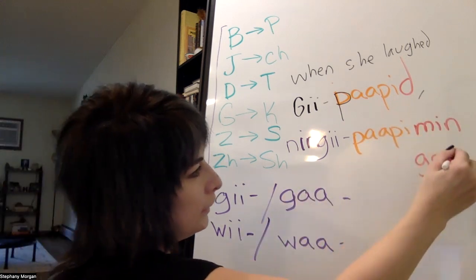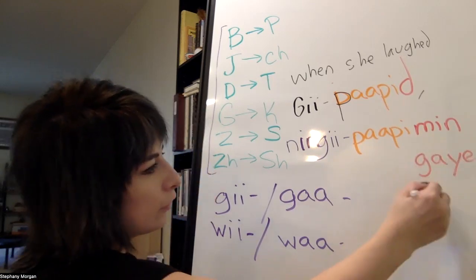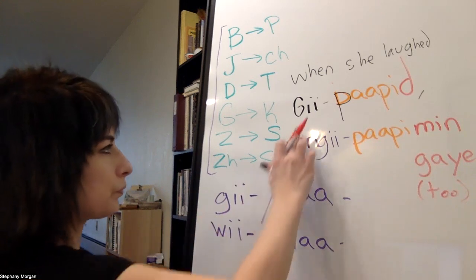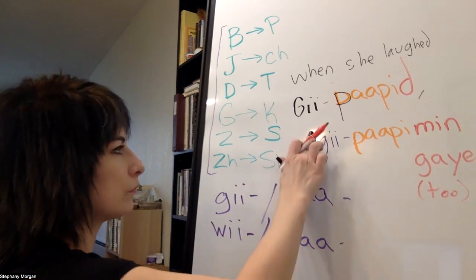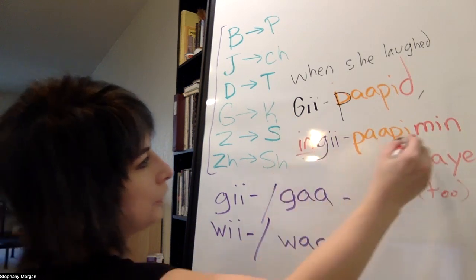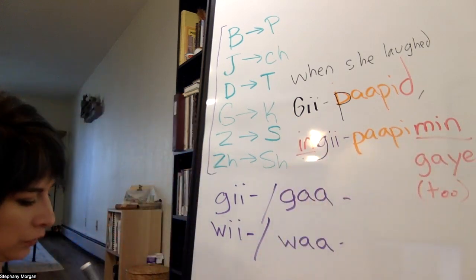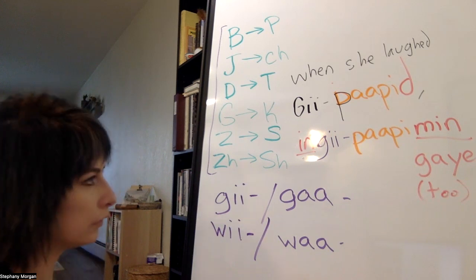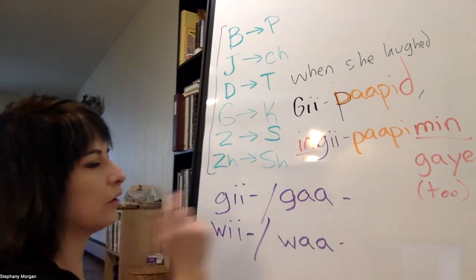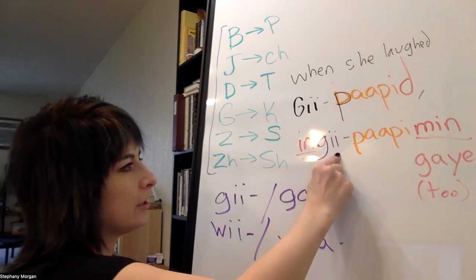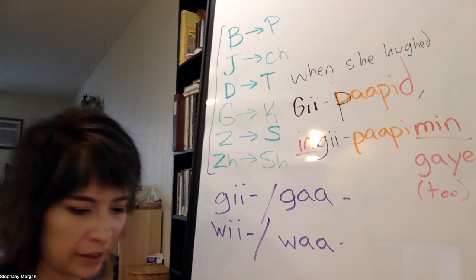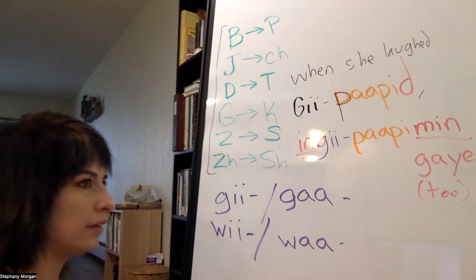Gaye. Gaye is the "too." In and min make it "we, but not you," verbed. And since it is past tense, we have the gi in here. Gi attaches directly to the person. That's in our VAI persons lesson.